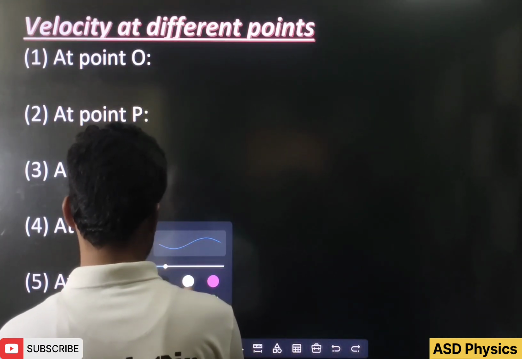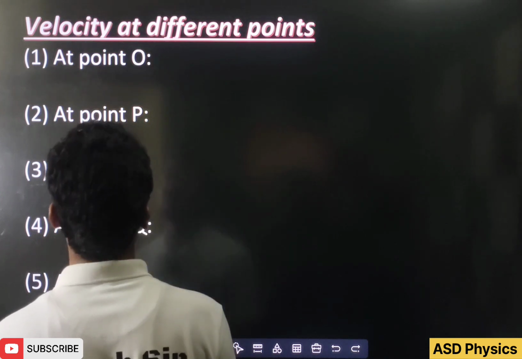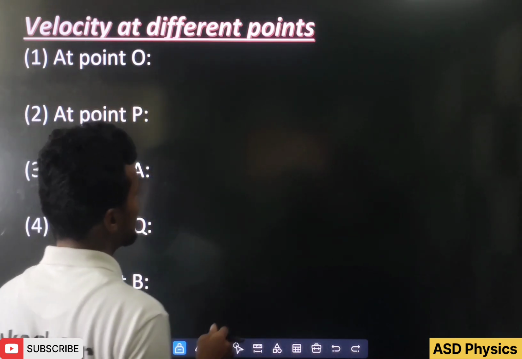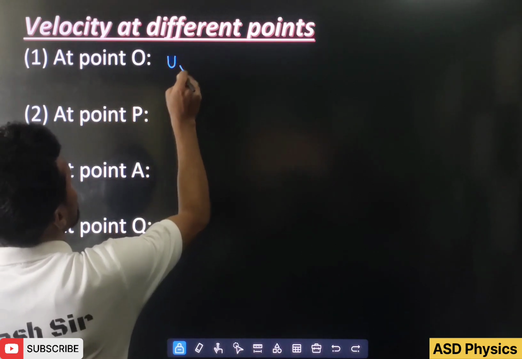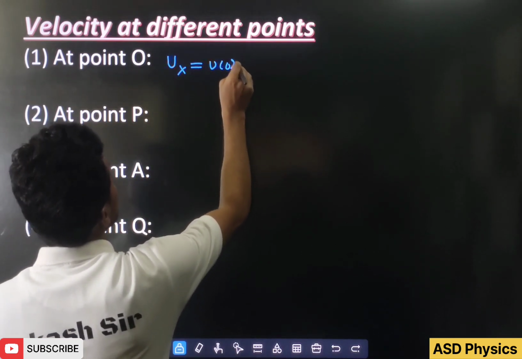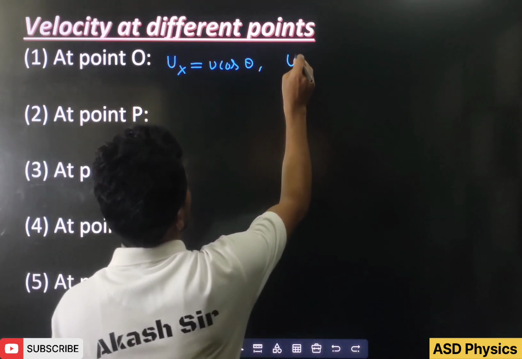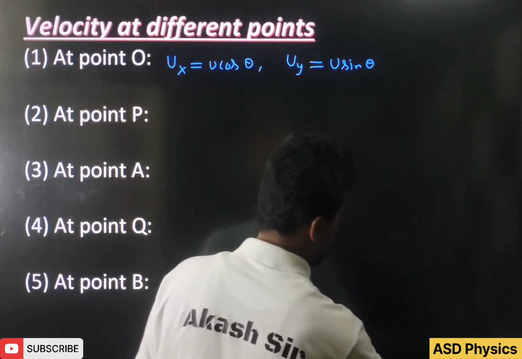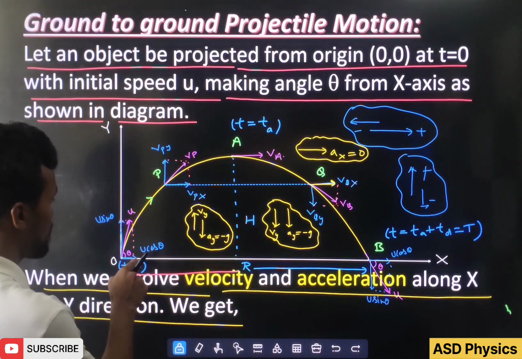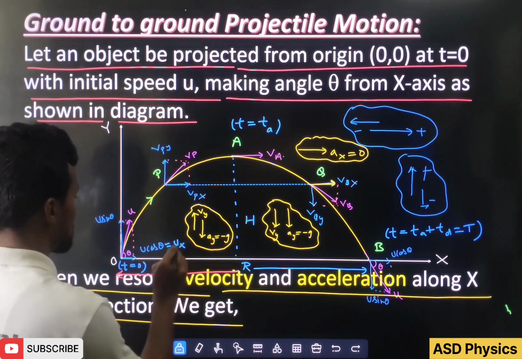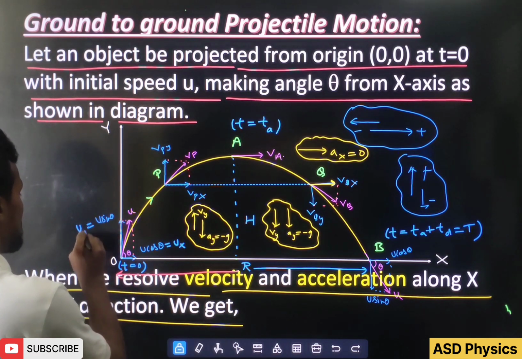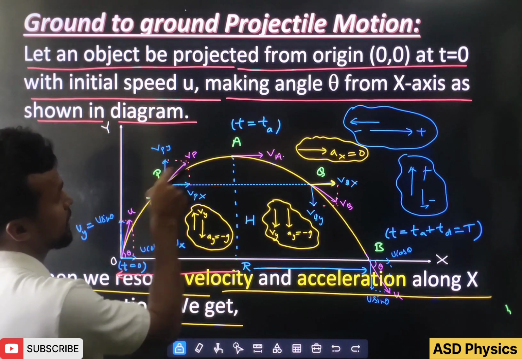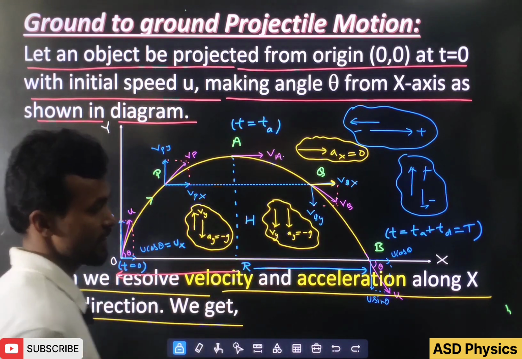See what is given here, it is the velocity at different points. At point O, you can see very well what is the horizontal component of the velocity. Ux is u cos theta. What is the vertical component of the velocity? Uy means u sin theta. This side is u cos theta, ux, and this one will tell uy, okay? Horizontal component, vertical component. All this I will write here.